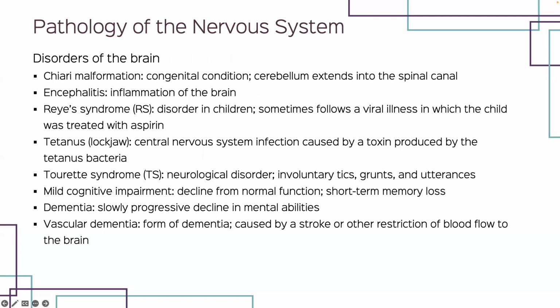Disorders of the brain: Chiari malformation is basically where the cerebellum extends into the spinal canal, so it does cause some issues there. Reye's syndrome is going to be a disorder in children. Sometimes it follows viral illnesses when the child was treated with aspirin. Tourette syndrome is a neurological disorder, so you have involuntary tics, grunts, and utterances. And then dementia is a slowly progressive decline in mental ability.